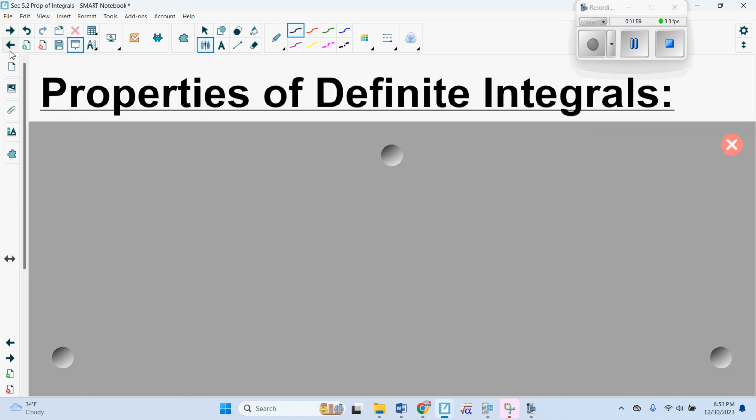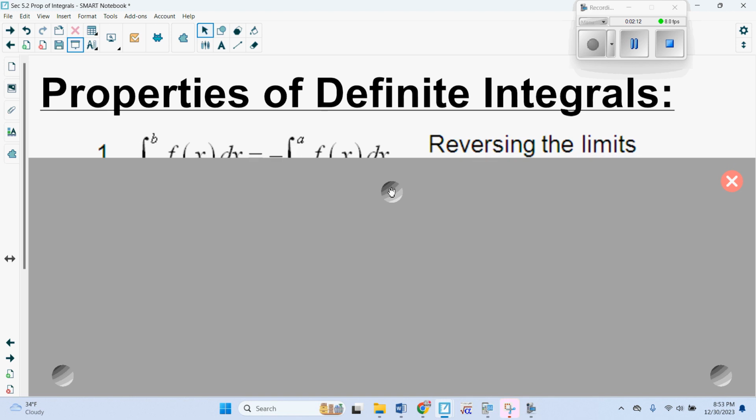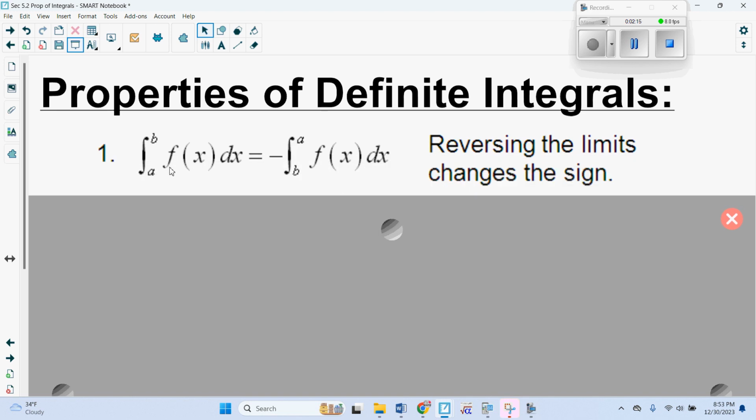The other thing we're going to look at today are our properties of definite integrals. And these properties will help us as we evaluate these integrals. So our first property, property number 1, is if you reverse the limits, the integral from a to b of f of x dx, and we change it to the integral from b to a of f of x dx, what that does is that reverses the sign and it makes it negative.